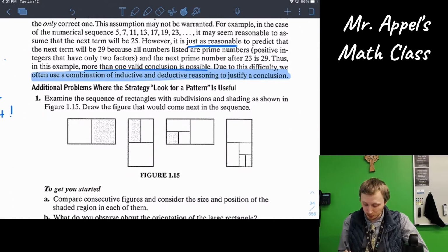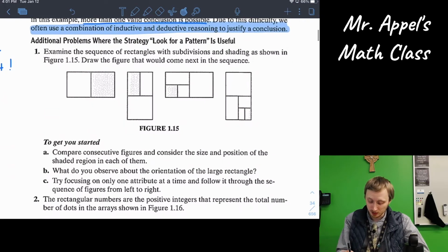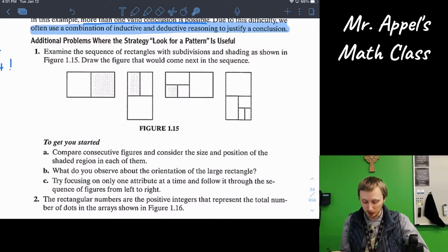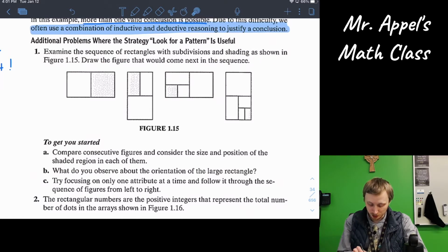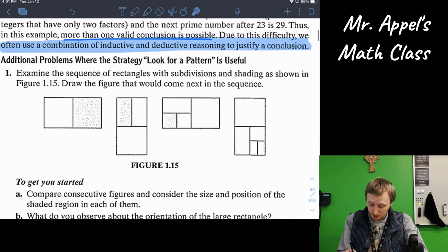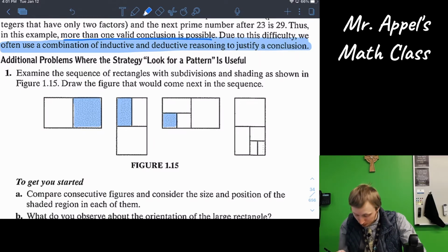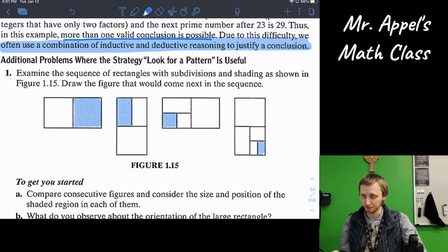So, if you want to test your pattern finding skills, try the following additional problems. Number 1, examine the sequence of rectangles with subdivisions and shading as shown in figure 115. Draw the figure that would come next in the sequence. And I realize this copy does not make the shading very immediately obvious. So first we have this rectangle with half shaded in, then we have this rectangle with that quarter shaded in, and then that segment shaded in, and then this little segment is the only one shaded here.